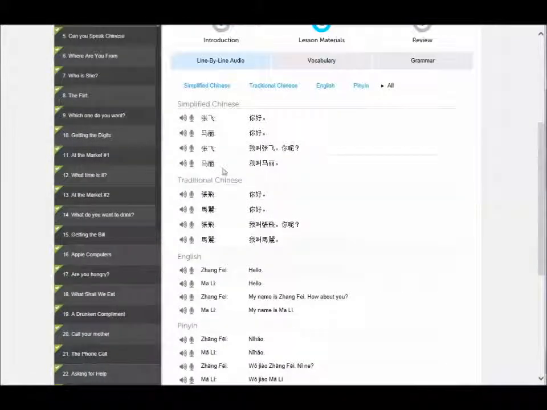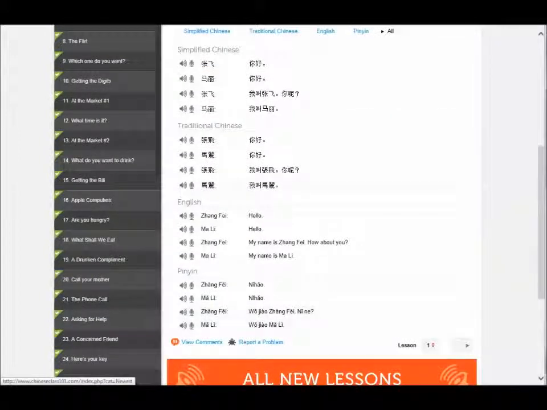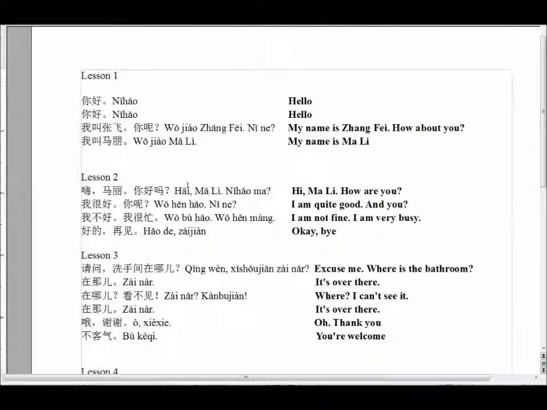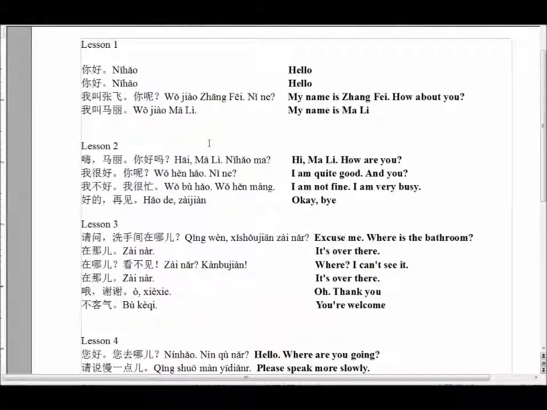Right? 你好,你好,我叫张飞,你呢? You see? 我叫玛丽. I just copied and pasted the characters, the pinyin, and then the English. The characters I don't worry about so much, like writing them out, not at this stage. I do like to at least look at them and get familiar with them, because I know later on down the line I will practice writing them out, and it'll be easier if I familiarize myself with them right now. So I did that, like I said, for 5 lessons.